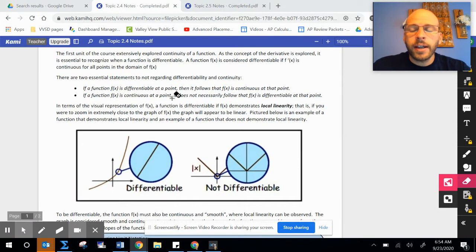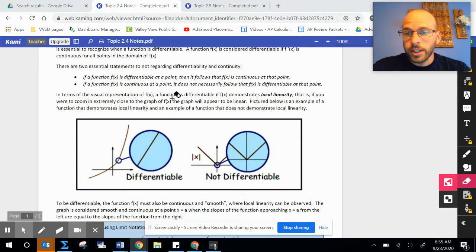The first one, if I call a function differentiable, you can make the connection that the function is continuous, all right? However, if I tell you that a function is continuous, we cannot assume that it necessarily is differentiable. And that's the focus of this lesson. Okay. Continuity does not imply differentiability. All right. Just because the point exists doesn't mean the derivative exists.